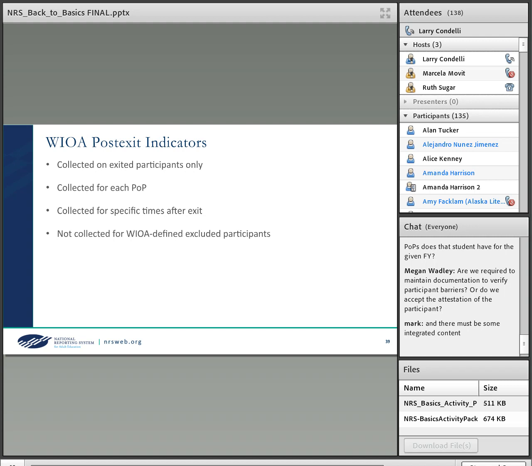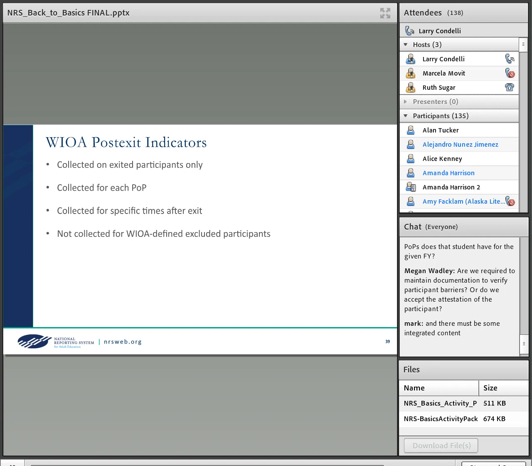And then there are these other set of indicators, which we call the post-exit indicators, which are collected after a participant exits the program. And you collect these for each period of participation. So that's one of the reasons why you have to track entry and exit dates for participants, so that you can know the appropriate indicator for the appropriate time period. They have a specific time period for when they're collected that I'll go over in a second. And there are a group of participants that are excluded from these for different reasons, typically because their instruction was interrupted, and I'll talk about those in a minute as well.